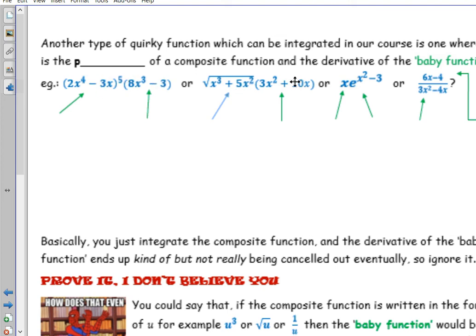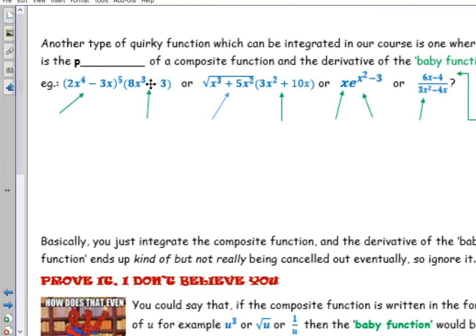What's the answer to when you multiply something? It starts with p. The answer to multiplying is called the product. So notice that here's a composite with a baby. What's the derivative of the baby? 8x to the power... Remember the baby's just the inside. So it'd be 8x cubed minus 3. And just notice that happens to be what the function was times by.